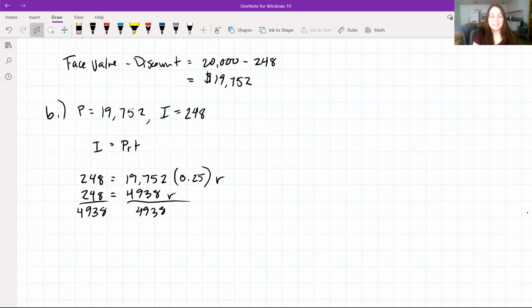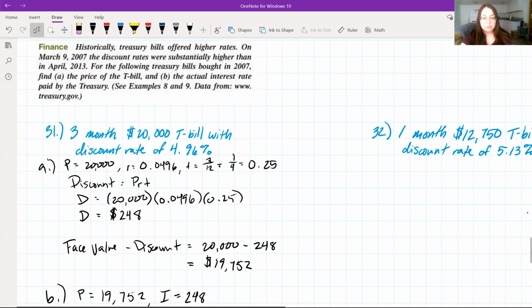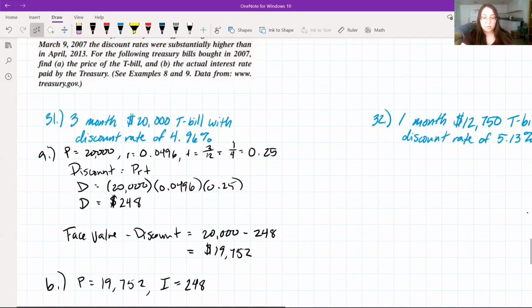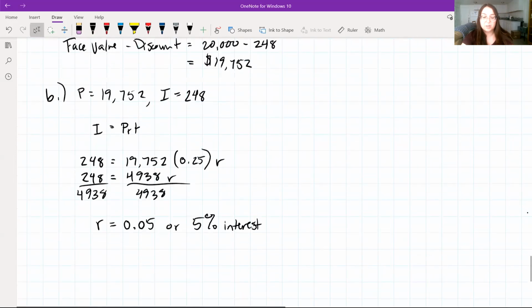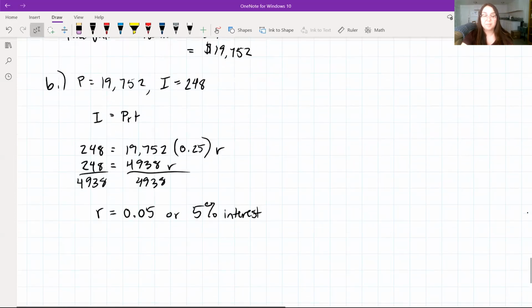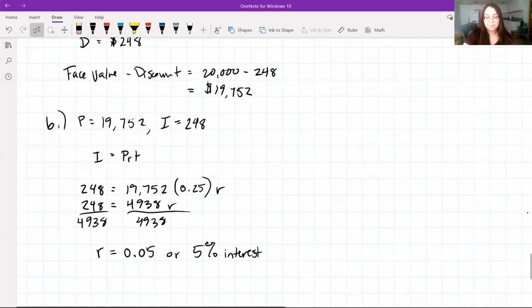Now, once again, I invite you to calculate this value on your own. And you should have gotten that R was equal to 0.05, or 5% interest. So we see here that the Treasury gave us a discount rate of 4.96%, but the actual interest rate that was paid by the Treasury was 5%. So it was pretty close, not exactly.